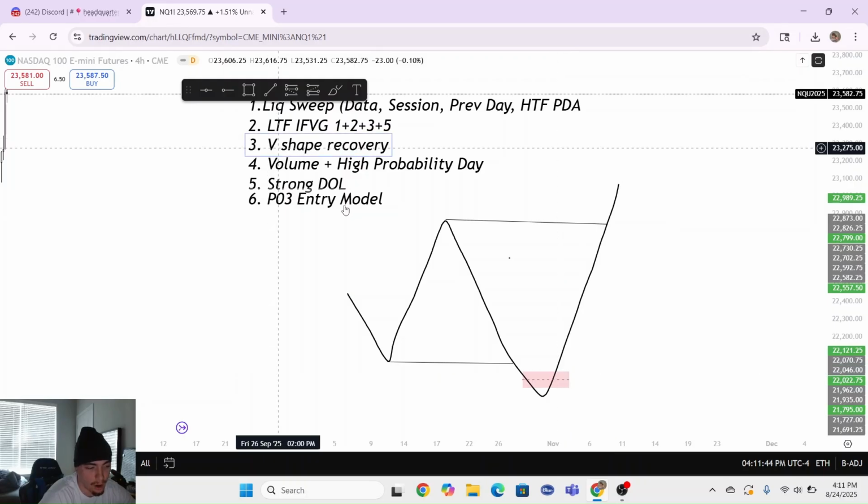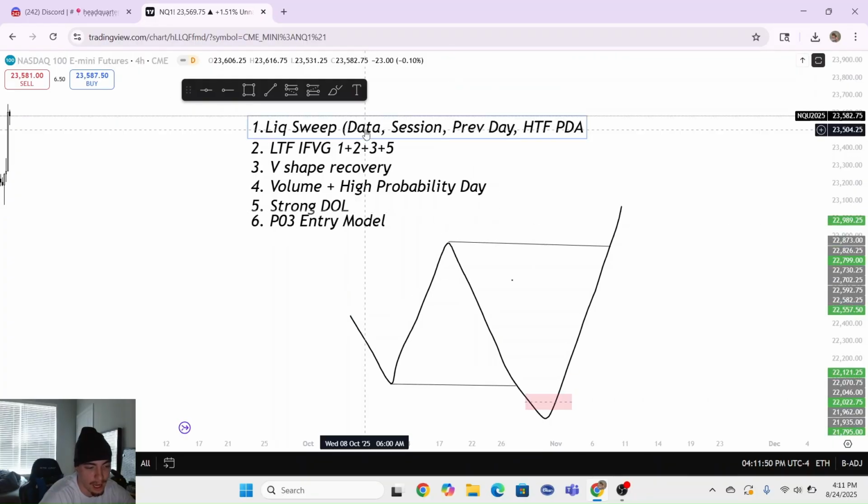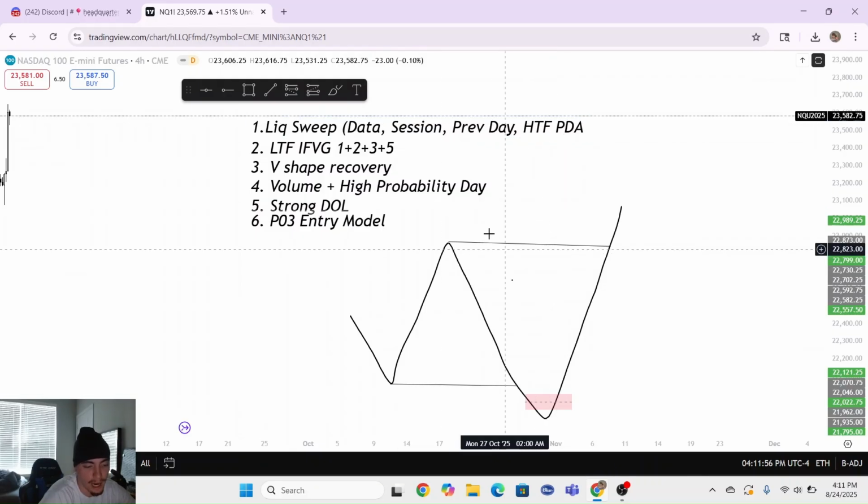Price inverses it, closes above the FVG whenever we're in the live market. And that's where our entry would be to target the draw on liquidity, whatever high this is. Yet again, that high could be data high, session high, previous day high, a high time frame PD array high, or it could just be an area that you think a lot of orders are resting, and you know you already meet your target for the day. So this is a draw of liquidity.